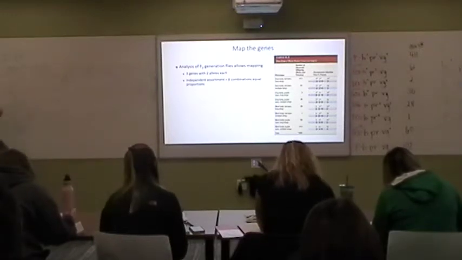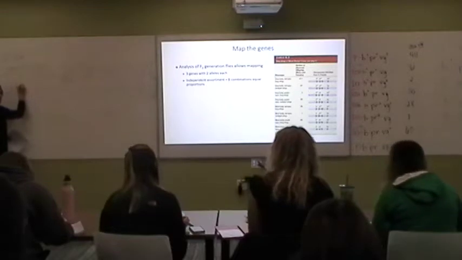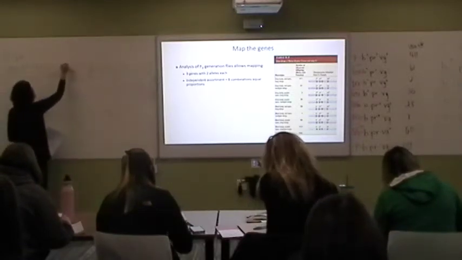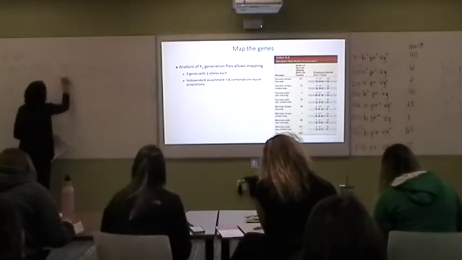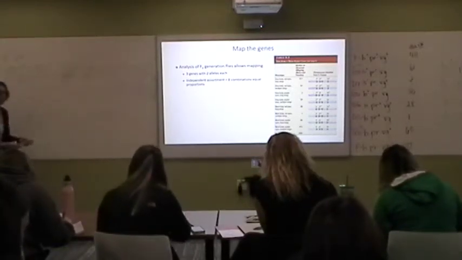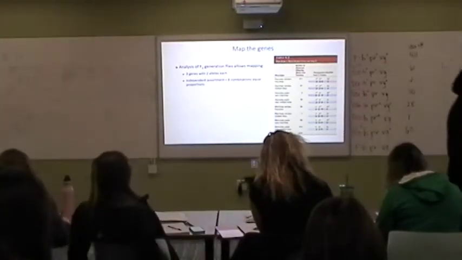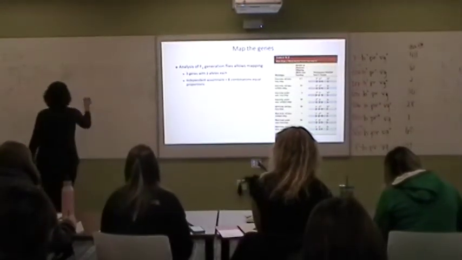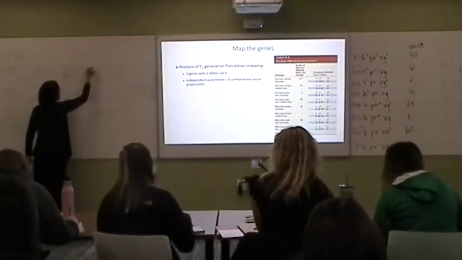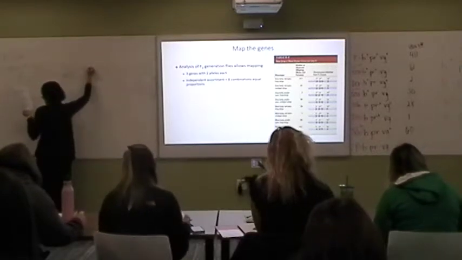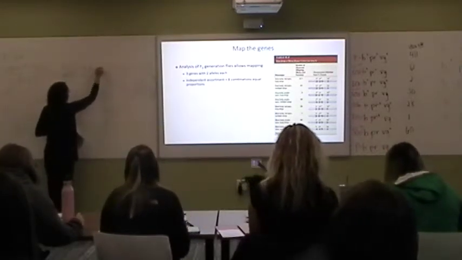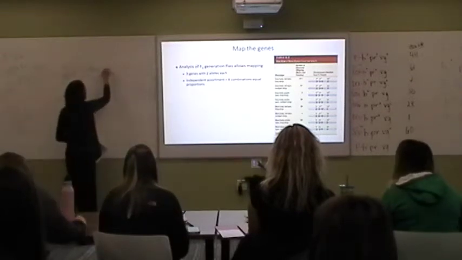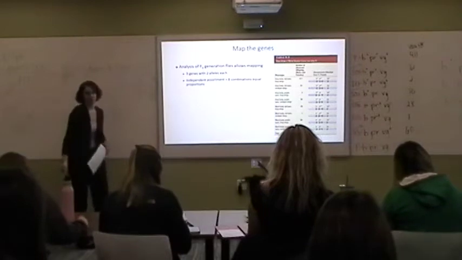And then what's our total? Okay. So our total would then be 61. So what is our distance? Okay. So then we multiply that by 100 to get map units, 6.1 map units.